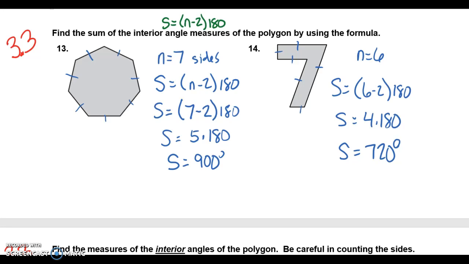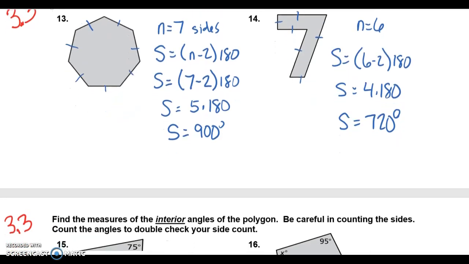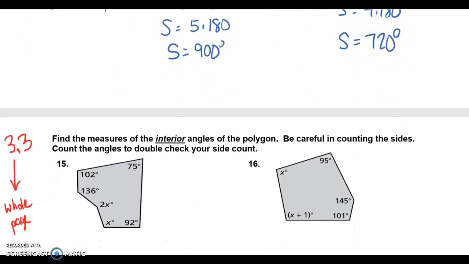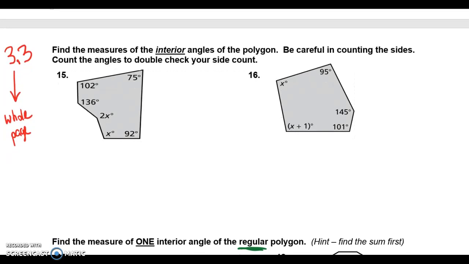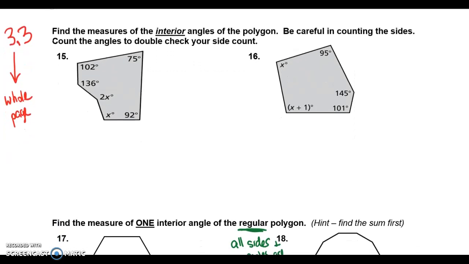Flip it. I'm going to go ahead and at least start these, and then I might actually start a new video here. So this whole page actually is from section 3.3. So these problems are pretty crazy. They look like a whole bunch of sides. No big deal. You do the same thing.